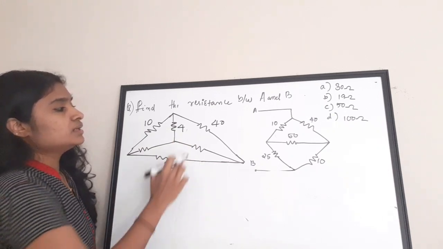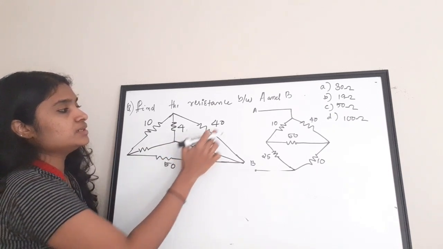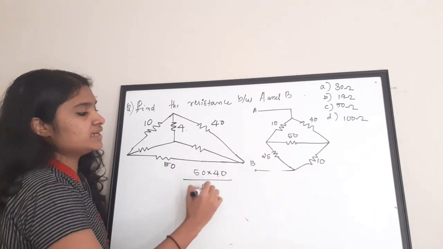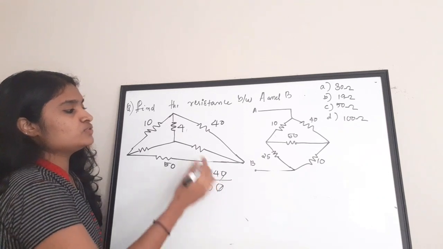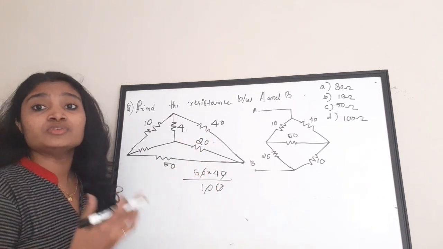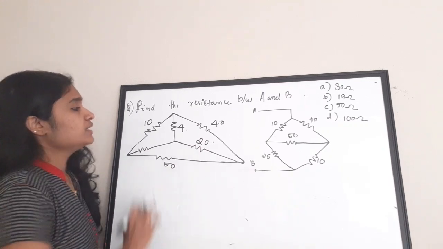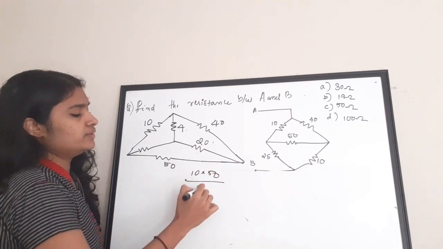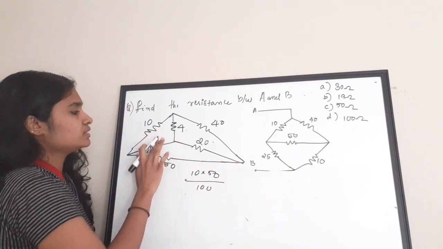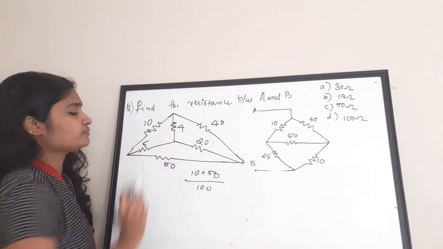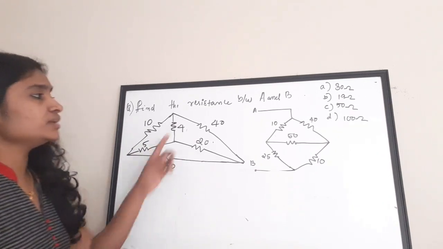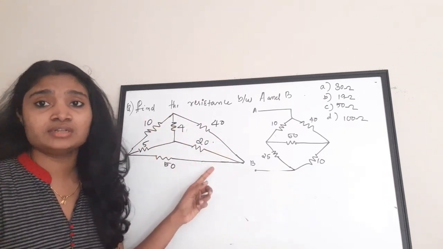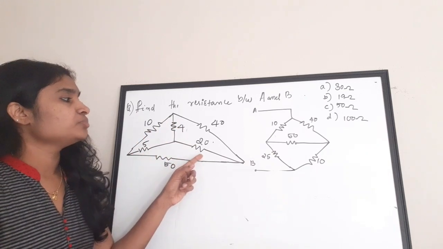Okay, now consider this resistor. It is in between 50 and 40. So 50 into 40 by total value is again 100. So it is 5 into 4, which is equal to 20. It is very simple to solve if you practice. Next, this is 10 and 50. So 10 into 50 by 100. So it is 5. Write it correctly, 5. Now I have converted my outer connection, that is delta connection, and replaced it with a Y connection.